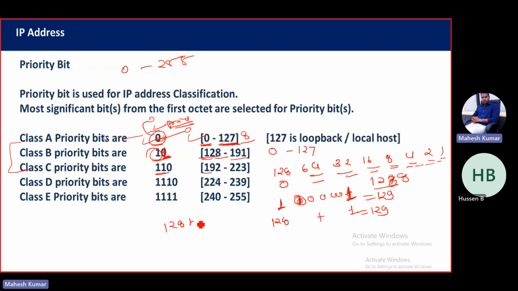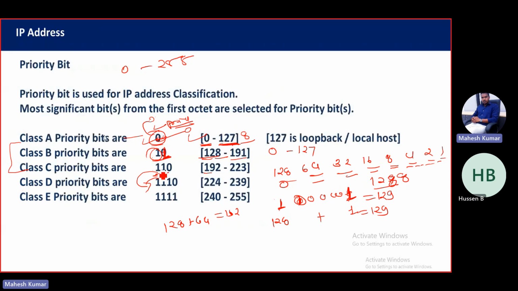If you count 128 plus 64, the total value will be 192. If you want to go to 193, then you need to enable the next bit, and then you are jumping to class E, right? Class D is not possible, so that is no.